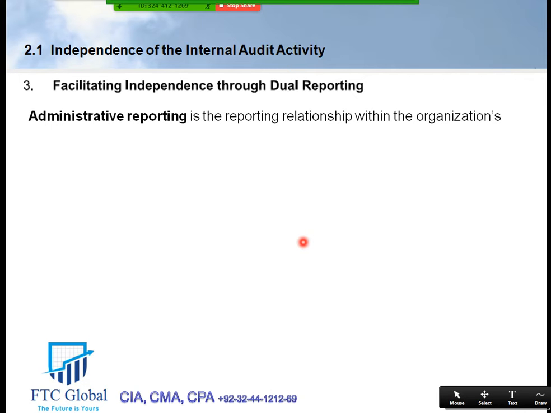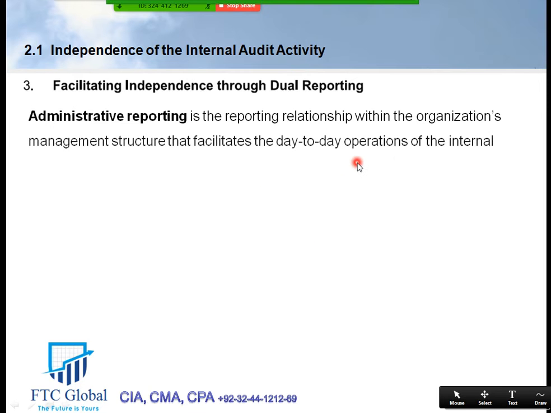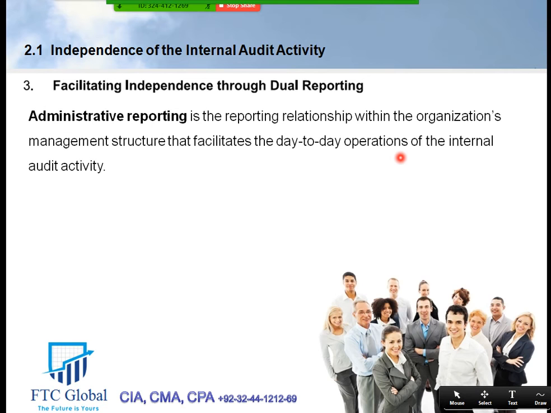Functional reporting to the board and administrative reporting to the president of operations or the chief executive officer. So administrative reporting is basically reporting on day-to-day operations, how the departments are working: finance, marketing, procurement, etc. So all the day-to-day operations of the internal audit activity, the internal audit department, that's what is reported to the chief audit executive.